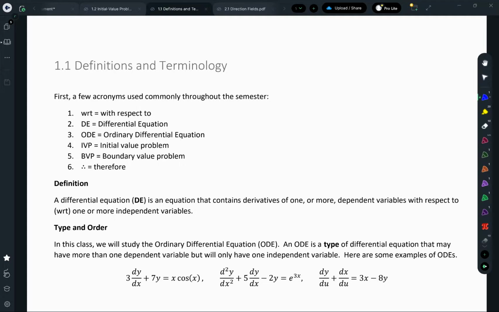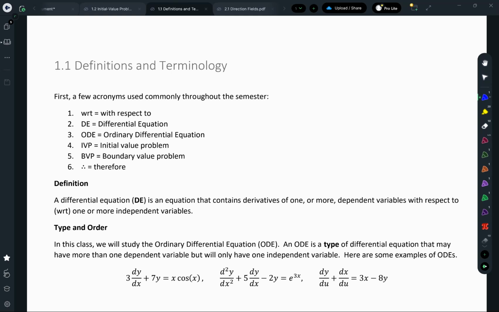We're going to start right off with the very first section of the book. It is 1.1, and in here we'll be talking about definitions and terminology that we'll need for this course. One thing to keep in mind all through chapter 1 is that we are not solving any differential equations yet. We're merely learning definitions and terminology, and then maybe some ways to approximate a solution, and that's it.